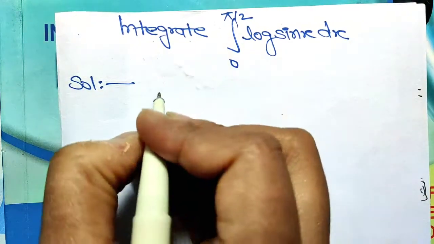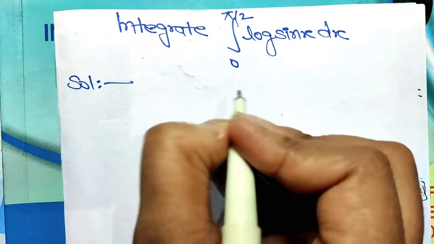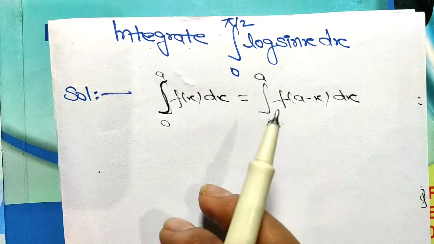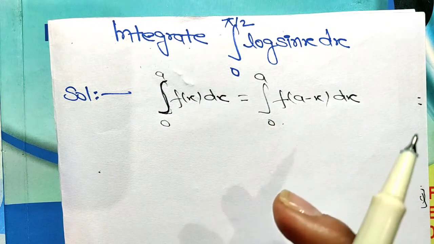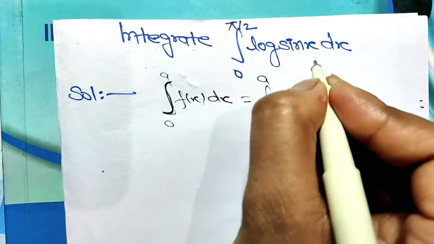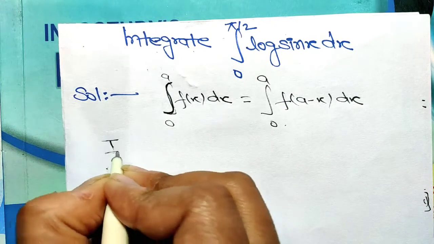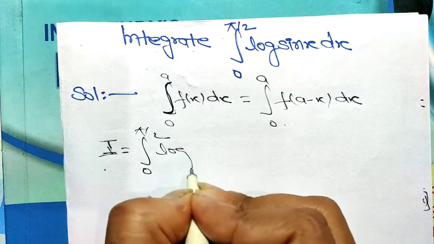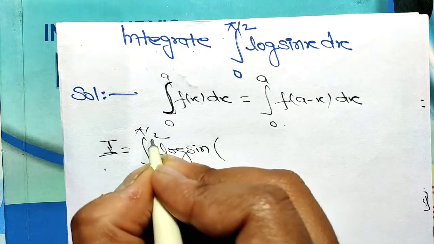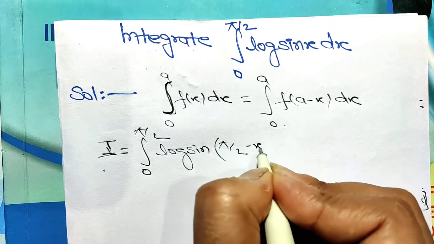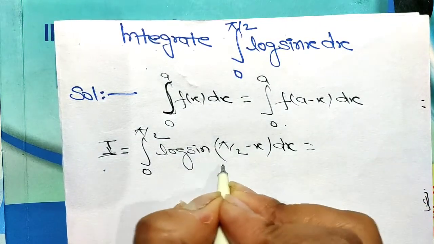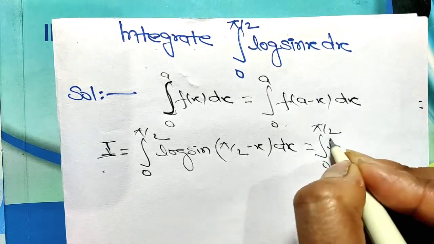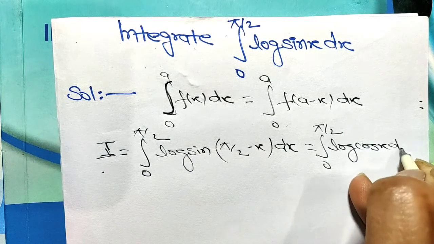Let's see. Firstly, we are going to use one of the properties of definite integral, that is, the integral from 0 to a of f(x) dx is equal to the integral from 0 to a of f(a minus x) dx. So we are going to use this property here. Let this integral be capital I, the integral from 0 to pi by 2. By using the property we can write log sin of (a minus x), where the value of a is pi by 2, so log sin(pi by 2 minus x) dx. We know sin(pi by 2 minus x) is equal to cos x. So this can be written as the integral from 0 to pi by 2 of log cos x dx.